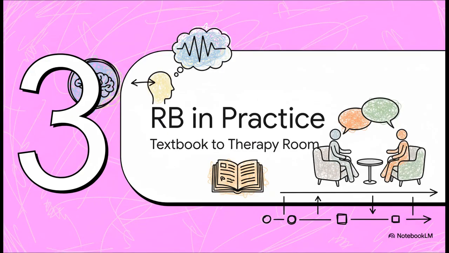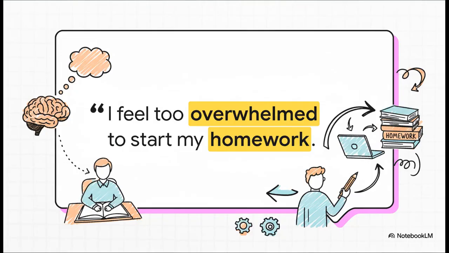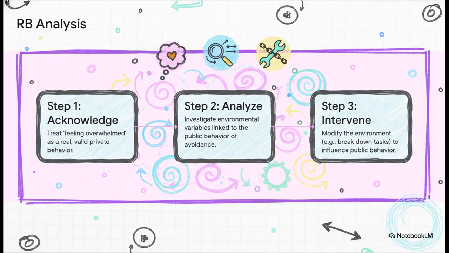Okay, that's enough of the high-level theory. How does this actually work in the real world? Let's talk about radical behaviorism in practice. Let's see what this looks like when the rubber meets the road, in a therapy room. So picture this. You've got a teenager sitting across from you. They're slumped down in their chair and they just say, I feel too overwhelmed to even start my homework. Now, a different approach might get stuck on that feeling of being overwhelmed. But what do we do? We put our philosophy into action.